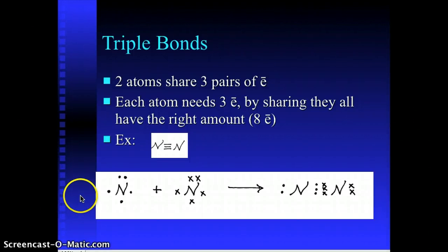So nitrogen has 5 valence electrons. It has a 5 for a Roman numeral on the periodic table. So we've got 5 of this nitrogen sharing with 5 of this nitrogen, and together they give each other 3 to share back and forth. Now if I look here, this nitrogen's got 8 around it, and this nitrogen has 8, making them both stable.